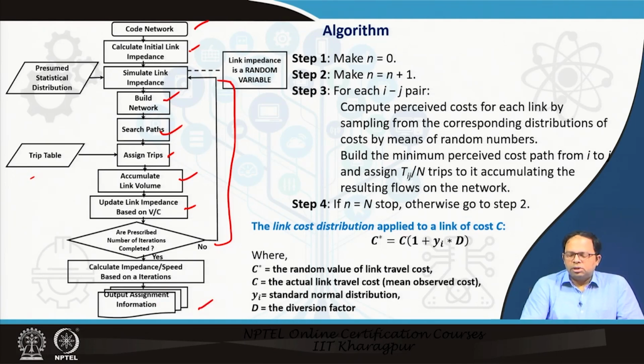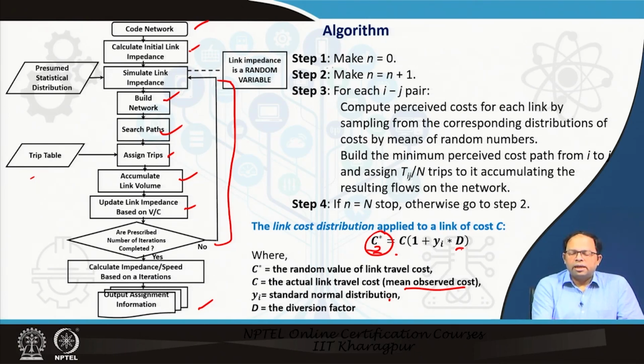Now the link cost distribution applied to a link of cost C: you can see C* equals C times (1 plus yi times d), where C* is the random value of link travel cost. This is the random cost that we are assigning. Cost means time or actual cost, where C is the actual link travel cost, the mean observed cost, and yi is from the standard normal distribution. You remember the standard normal distribution. d is the diversion factor that we adopt, and this gives us a random value. From this we can get a random cost value for a particular link, which, because of the random number, will more often be near the actual cost, and then we can use this cost to build the network that we are talking about.